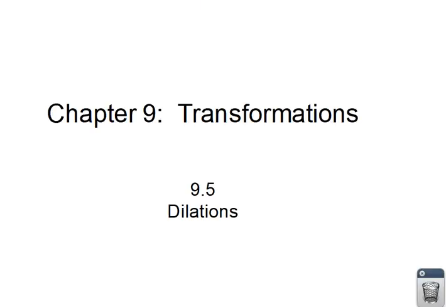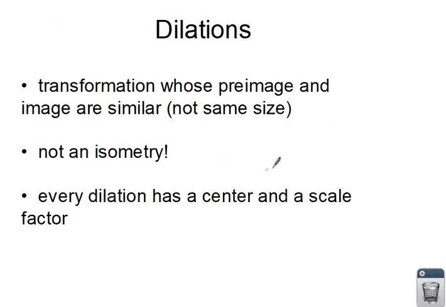So this one is not an isometry because the shape is not the same as what it started as. All right? So this is the official definition: a transformation whose pre-image and image are similar. They are not the same size. This is a new word for you. Similar just means that they look the same, but they're not the same size. Okay? It is not an isometry. So when I ask about the types of isometries, this one is not one of them.